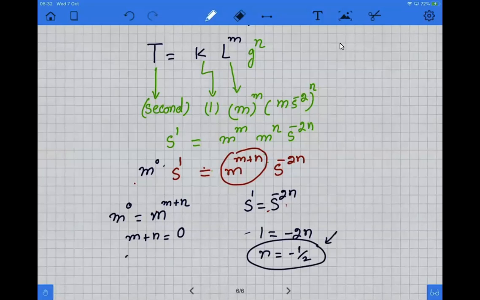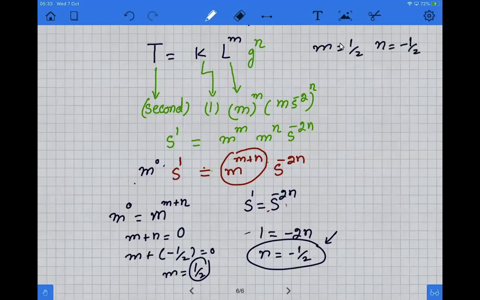If we substitute this value of n, m plus minus 1 by 2 is 0. And this will give m is equal to 1 by 2. So m is 1 by 2. N is minus 1 by 2. So we can write it as T is equal to K times L power 1 by 2 and G power minus 1 by 2. So this is one example of finding powers in a relation.